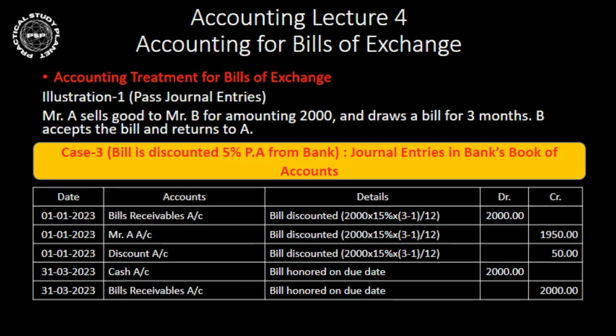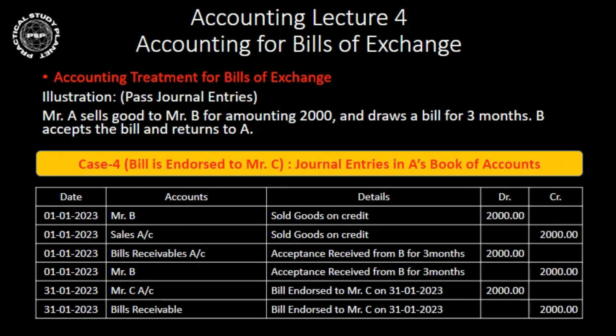Now the bank will pass the entries in case 3. Bill receivable debit, because the bill was received for discounting. On maturity date, the bank will receive the money from the bill's owner. So Mr. A will be credited, as the amount is given to Mr. A, and discount is also credited, because the discount is income for the bank. Finally, when cash is collected from the drawee, cash is debited and bill receivable will be credited.